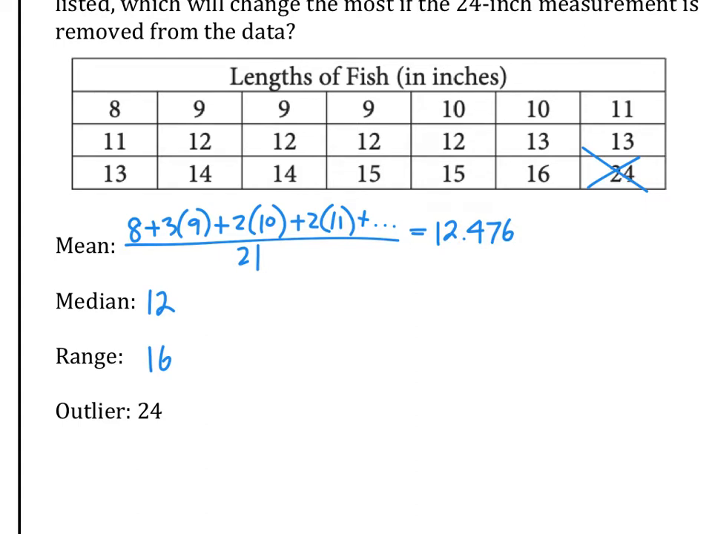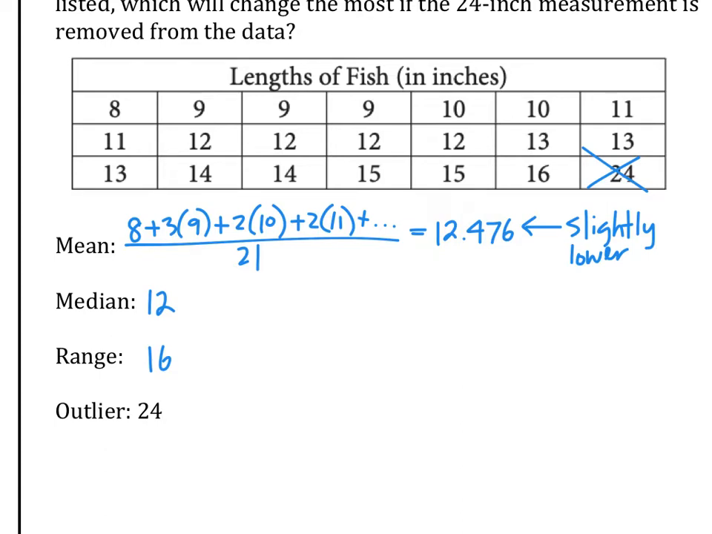All right, let's think about the mean. If I take out this 24, what's going to happen to the mean? Well, first of all, my sum will be slightly smaller, but I will divide by 20. So I'm still dividing by a very big number, so it's not going to be affected by too much. It's going to be slightly lower because you took out a really big number. So the average obviously is going to be slightly lower than 12.476. Median.